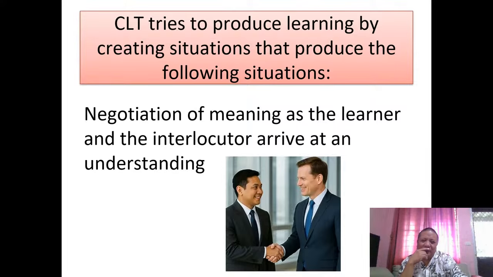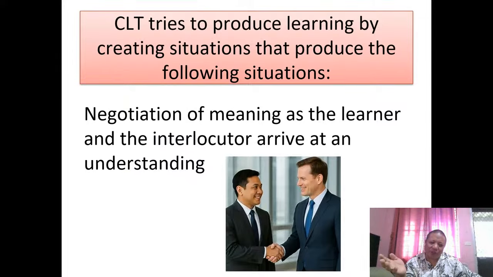Communicative language teaching also tries to produce learning by creating situations that produce the following: negotiation of meaning, as the learner and the interlocutor arrive at an understanding. So sometimes you don't clearly understand each other. So what you do is called negotiation of meaning. There's clarification going on. Negotiation of meaning involves strategies and actions that are aimed at expressing and understanding or receiving meaning.